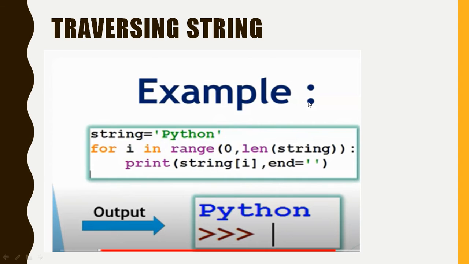Now a traversal example. Suppose the string is Python, we write for i in range 0 to length of the string and print string of i. The output will be Python. It means for any sequence, either to read or print, we need to have a loop, either a for loop or a while loop.